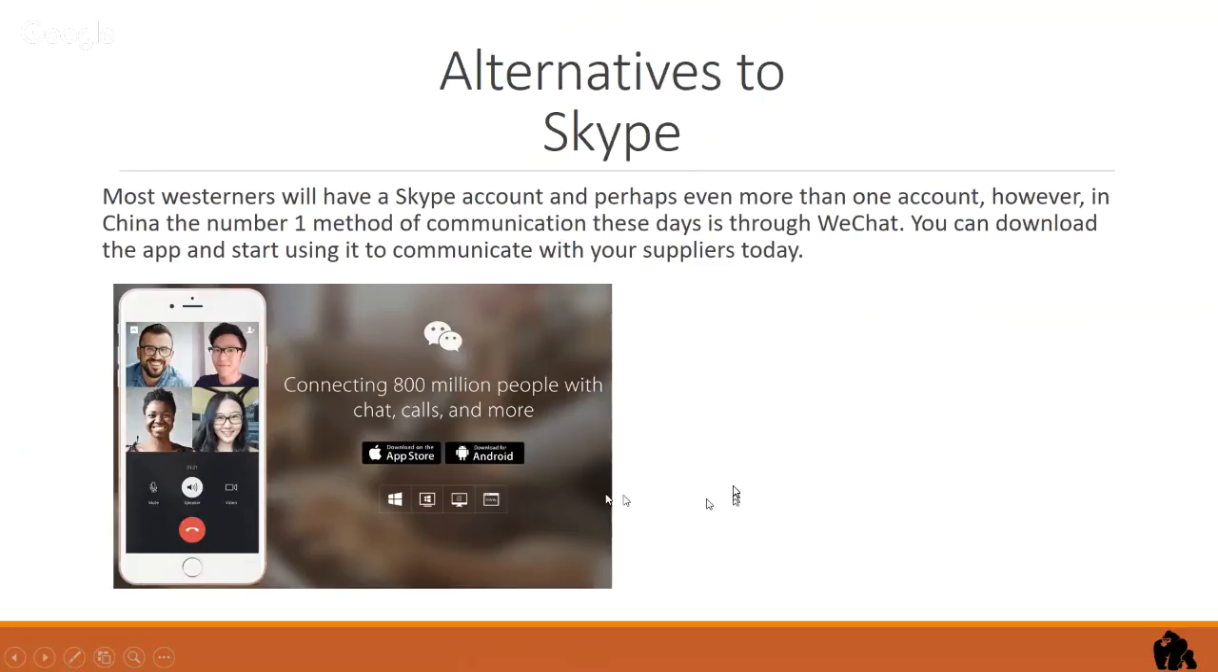Here's another alternative, WeChat. Most Westerners have Skype. Like I said, I've got a couple of Skype accounts. I've got them open most of the days, 24/7. However, in China, Skype is not the number one preferred. The number one preferred platform is WeChat. I don't know how many hundreds of millions of people have got this in China. But you can download it as part of an app, and it's very easy.